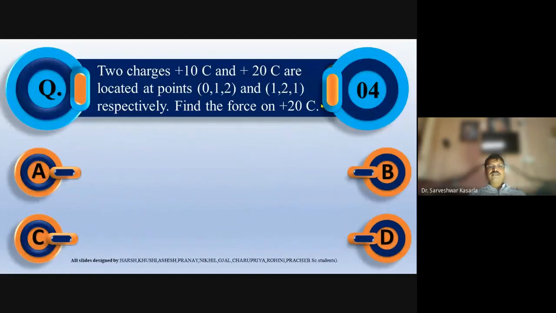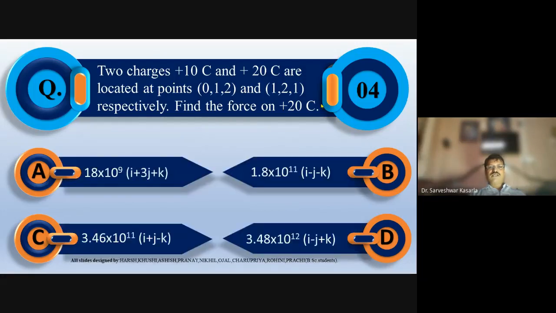Two charges plus 10 coulomb and plus 20 coulomb are located at points (0, 1, 2) and (1, 2, 1) respectively. Find the force on the plus 20 coulomb charge. So here the options are like this. You may try by applying the same formula as we have used in the third problem.